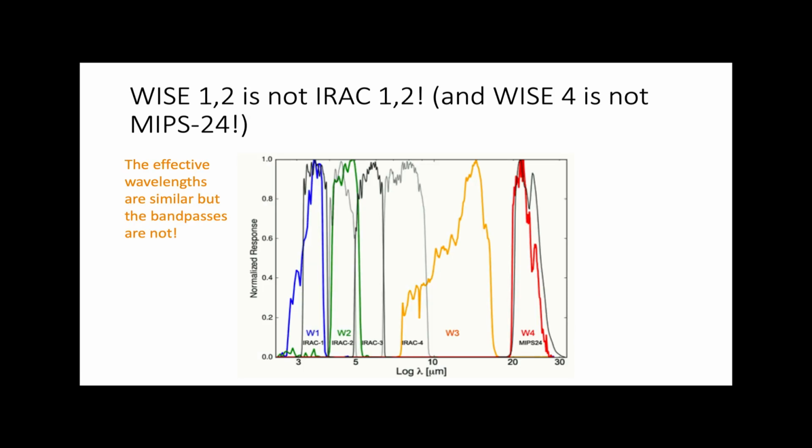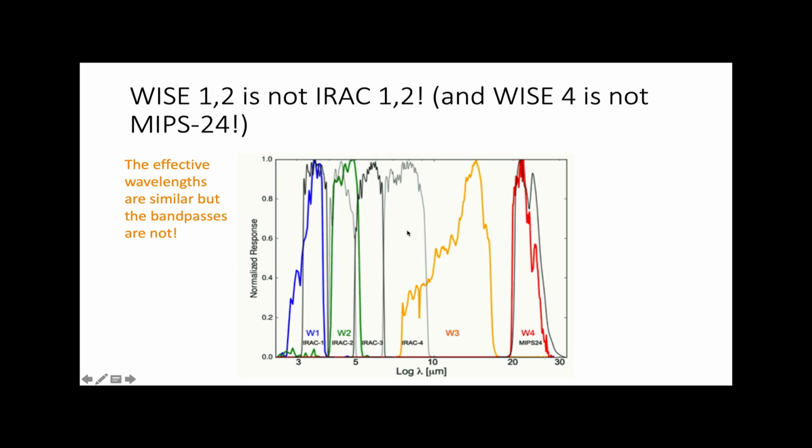Now, a lot of people, when they look at WISE 1 being 3.4 microns and IRAC 1 being 3.6 microns, think, oh, it's close. And WISE 2 and IRAC 2 are 4.6 and 4.5 microns, so they think, oh, it's the same. It's not. The blue is the WISE filter. The gray underneath it is the IRAC 1 filter. So you see it's very different. And WISE 2 and IRAC 2 are different.